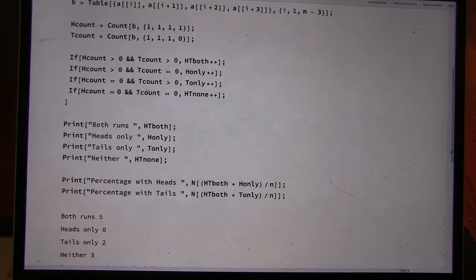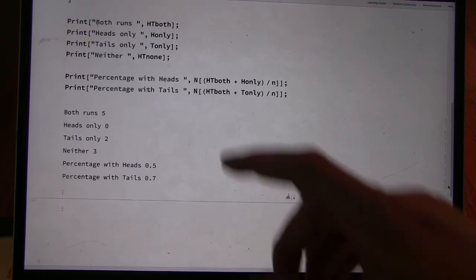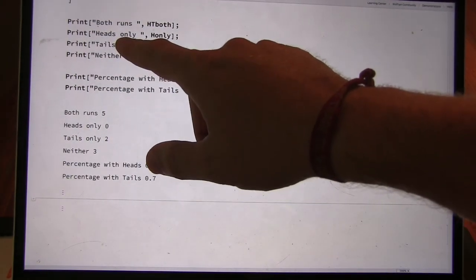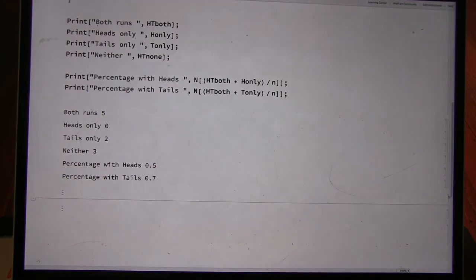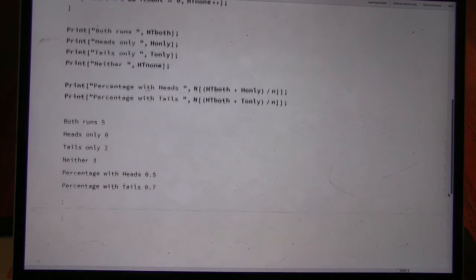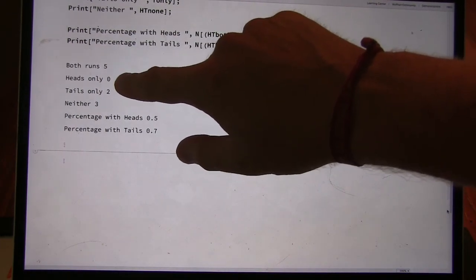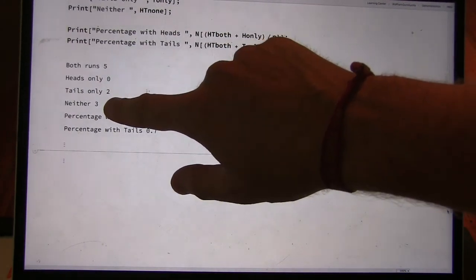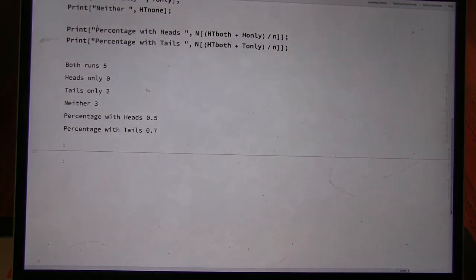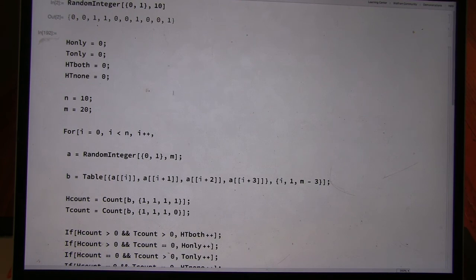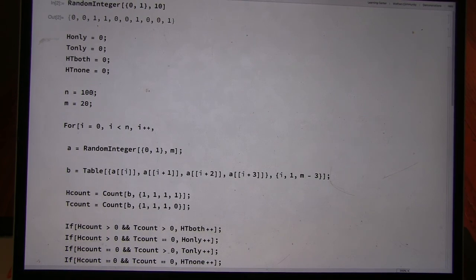So at the end, I'm going to print out how many times I got both runs, heads only, tails only, neither. And again, heads only is the 4 heads, tails only is the 4 tails. When I ran it 10 times, I got both runs 5 times, heads only 0 times, tails only twice, neither 3 times. But that doesn't really tell me too much. So how many times do you want to run it? We can do it, I guess, 100 times. All right, 100 times.